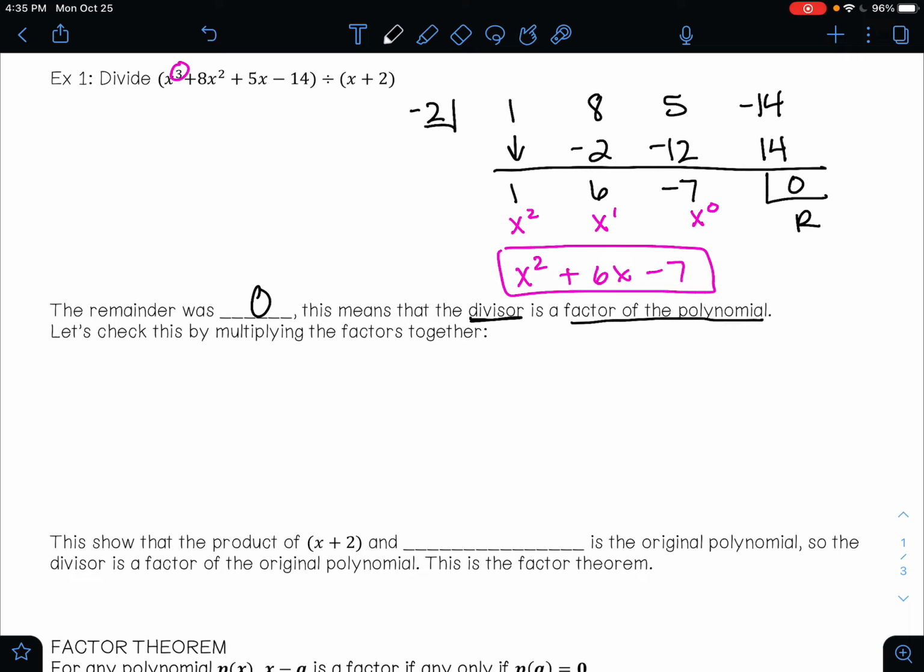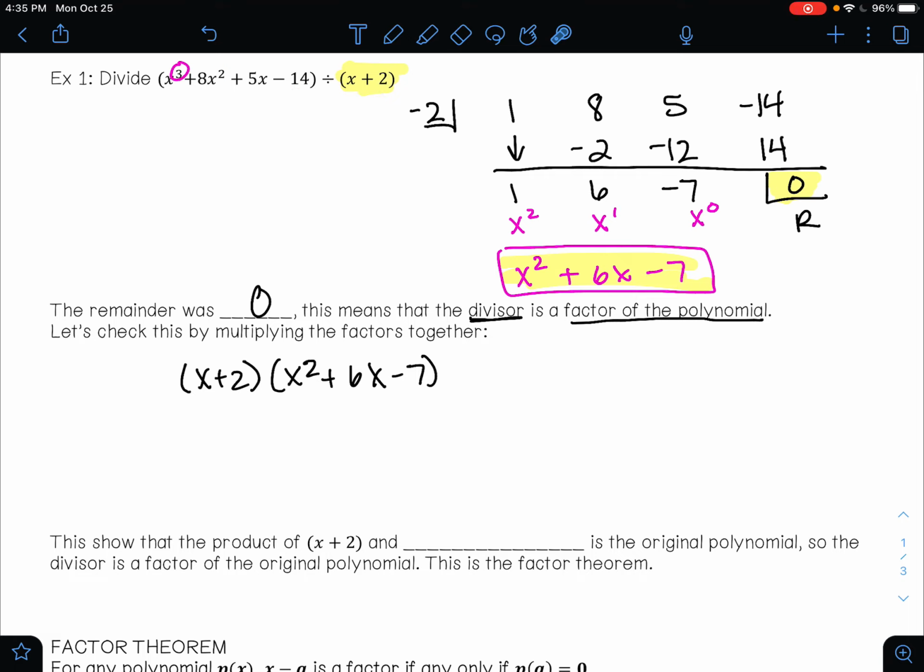Let's check this by multiplying the factors together. What they're saying is that x plus 2 is a factor because our remainder was 0. The other factor is our answer. So if I multiply x plus 2 by our quotient, the answer that we just got, we should get our original polynomial back because we're saying that this is a factor of this.